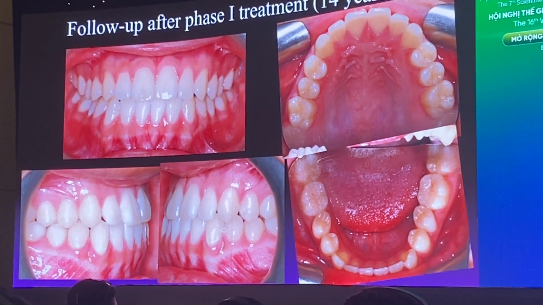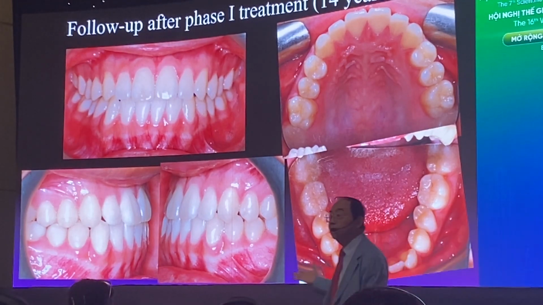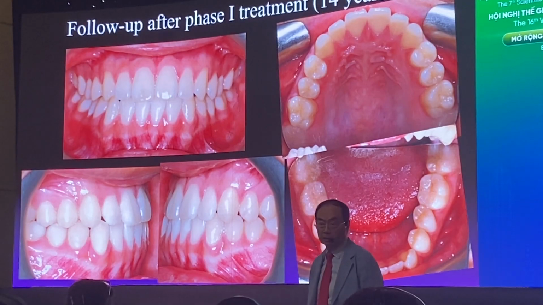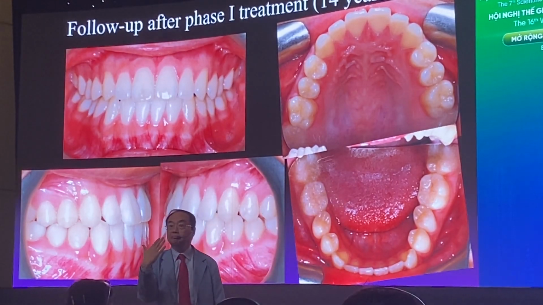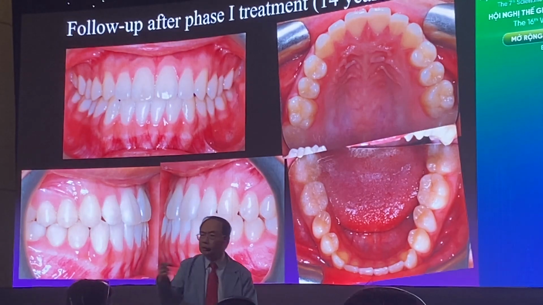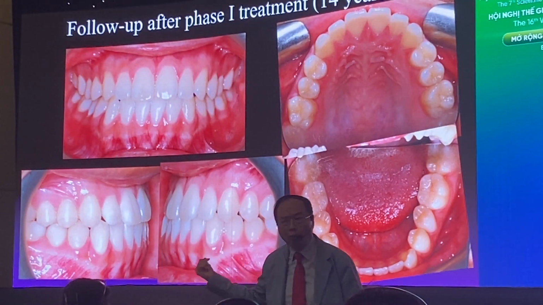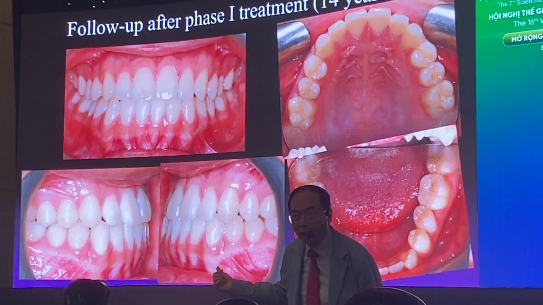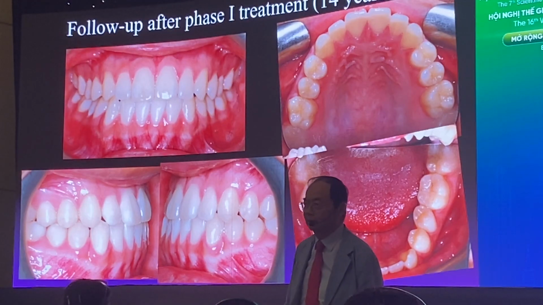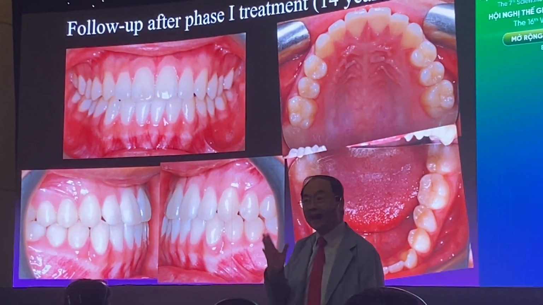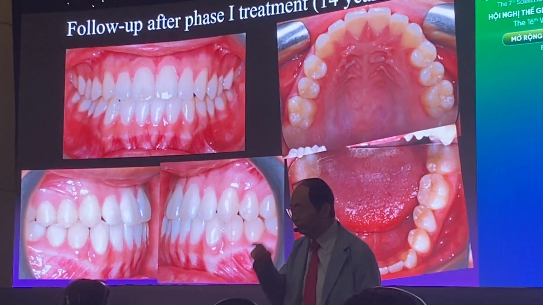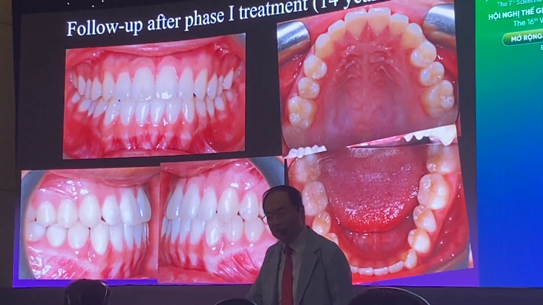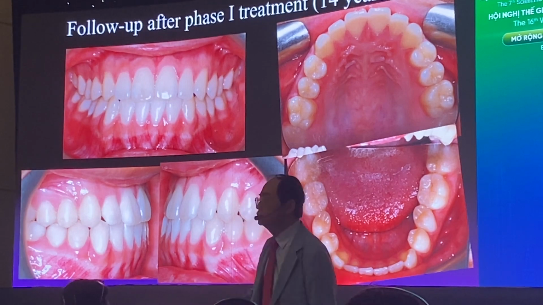So, is the patient still class 3? Yeah, it is still class 3. Look, the lower incisors tip back, right? So the question is, are you going to do jaw surgery on her? I don't think so, okay? So that is when, at age 14 for a girl, you have to make this decision. Surgery or no surgery, all right?